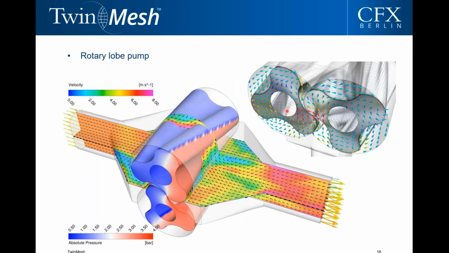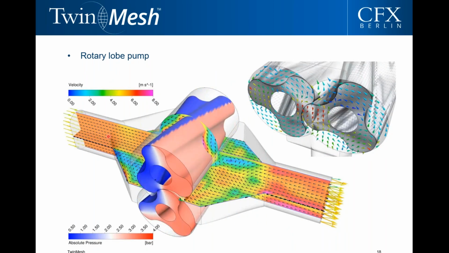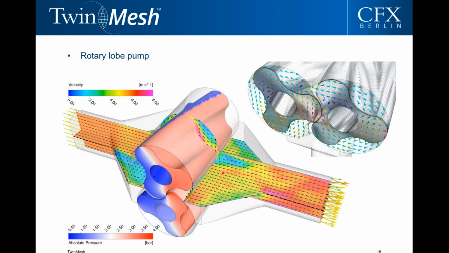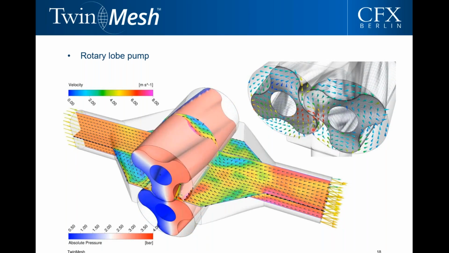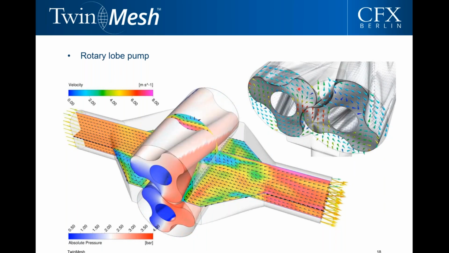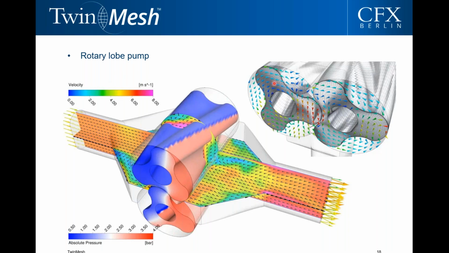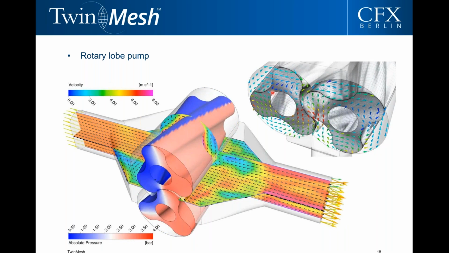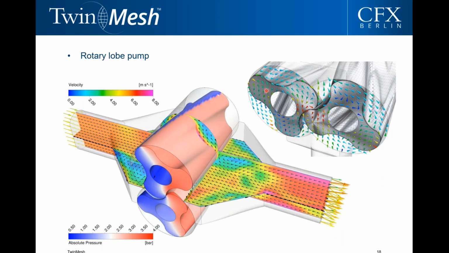Just another example. This time it's a 3D lobe pump with twisted rotors, and we see that we can visualize and evaluate the velocity field or every other flow quantity on different cross sections within the machine. And if you look at the top right visualization, here we see velocity vectors which are on a plane within the axial clearance. So although the clearance is very tight, we are able to calculate the flow field within those clearances.